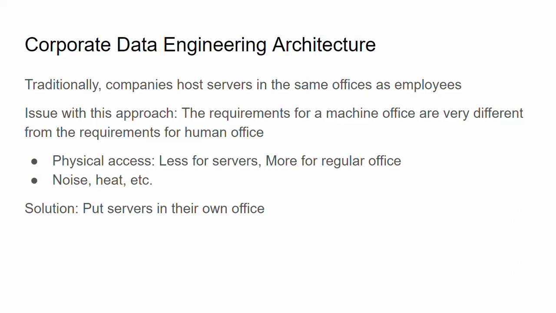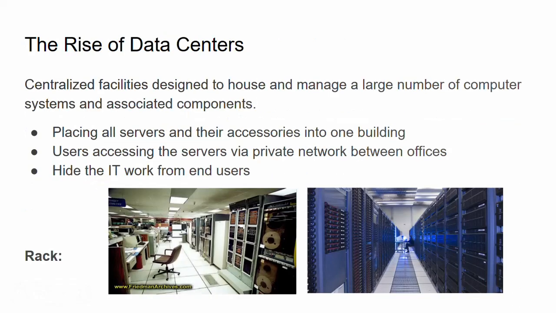So the solution of a traditional company is that they will have their own office, putting servers there just for the servers. Those offices are usually in a very remote place, and all they do is collect all the servers used by that corporate, so that you can connect this to the human office, so that human beings can use that. This kind of office is usually called a data center. A data center is a centralized facility designed to house and manage a large number of computer systems and associated components. Here, computer systems basically means servers. Associated components mostly means storage and networking, right?